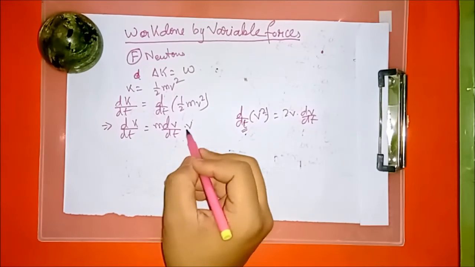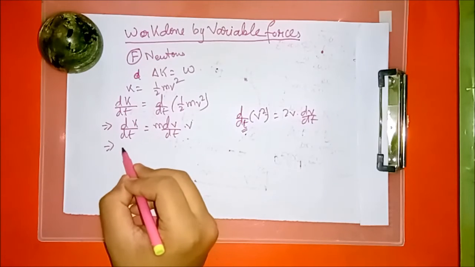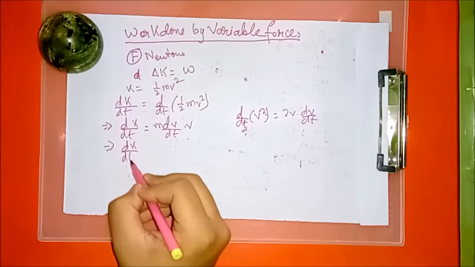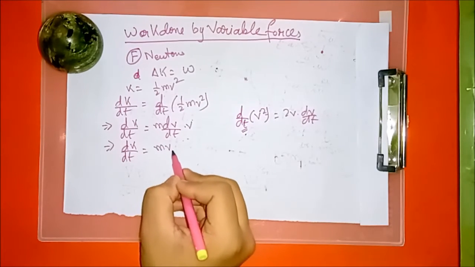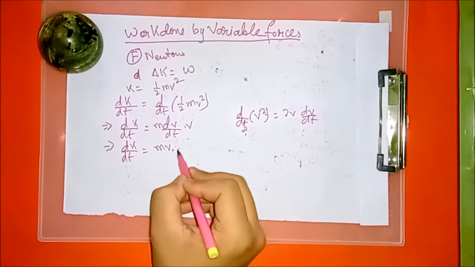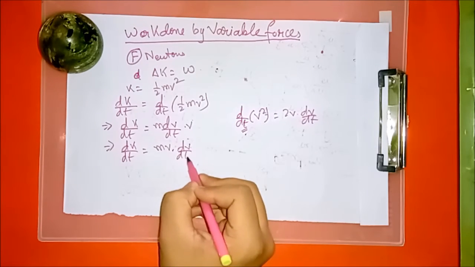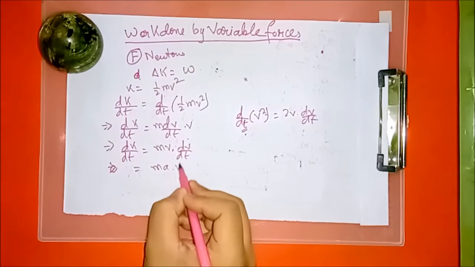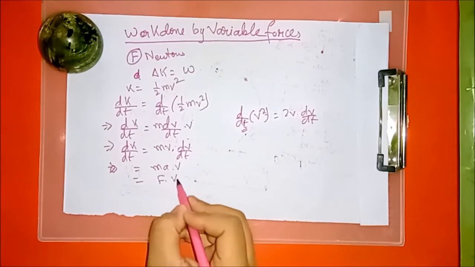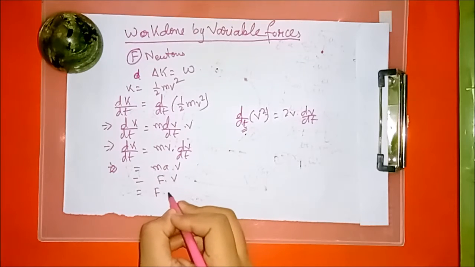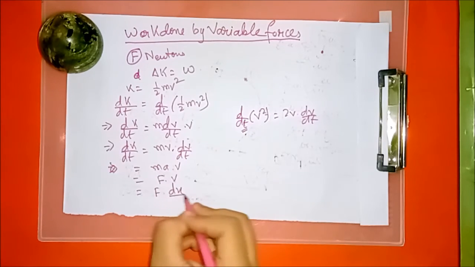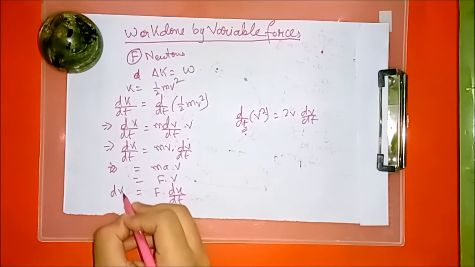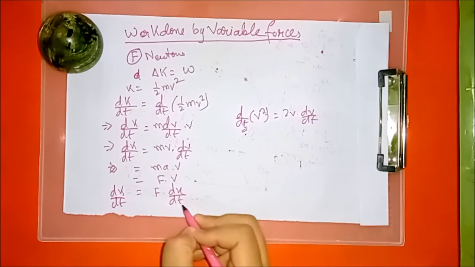So it will be m dv/dt dot v, or dK/dt is equal to m v dot dv/dt. Now we know that dv/dt is equal to acceleration, so m into a into v, which is equal to F dot v. Can we write that F dot dx/dt, as dx/dt equals v, so dK/dt equals F dot dx/dt.